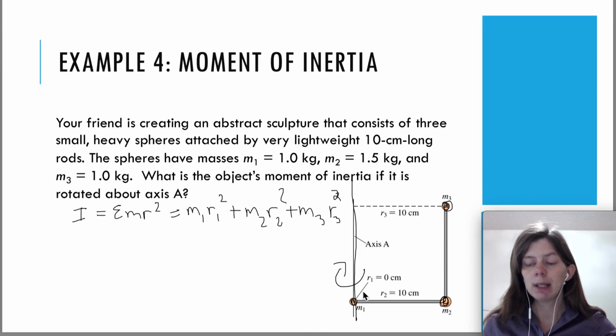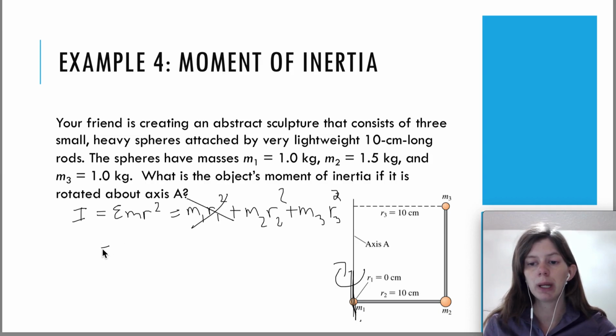So the masses have been labeled on the picture m1, m2, m3, and they are given to us. So what we need is the distances, and these have already been given to us as well. m1 is on the axis of rotation, so it doesn't have any distance from the axis. So r1 is 0. So we can cross out the whole term. And then r2 is a distance from the axis right here to this mass. It's 10 centimeters because that's the length of the rod. So r2 is 0.1 meters.